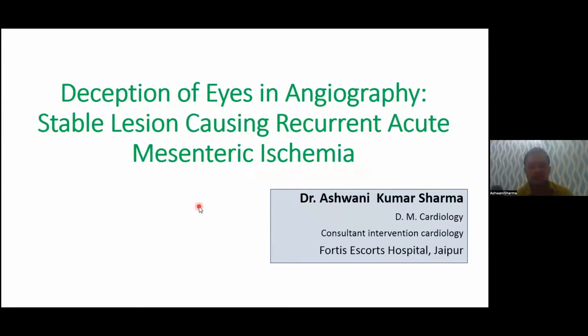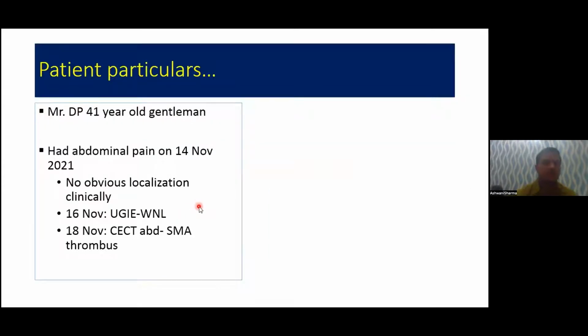Here is a case of a 41-year-old gentleman who had abdominal pain on 14th November of 2021. There was no clinically obvious localization for the pain, so the patient underwent UGI endoscopy, which was normal. Subsequently, he underwent a contrast-enhanced CT abdomen examination, and it revealed a 90% thrombotic lesion in the proximal superior mesenteric artery.